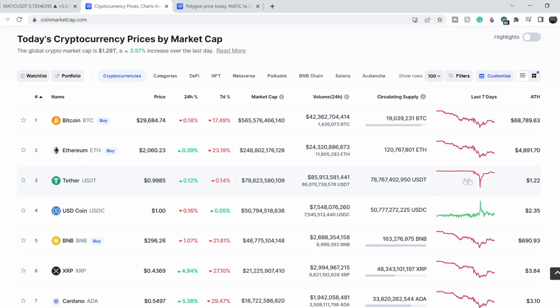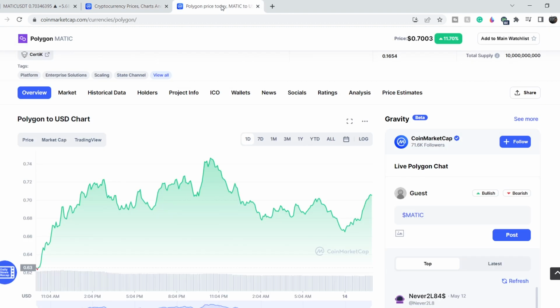Definitely this price action was the scariest, as I already mentioned, and that's why we have to be very cautious. So, let's continue with the Polygon numbers.